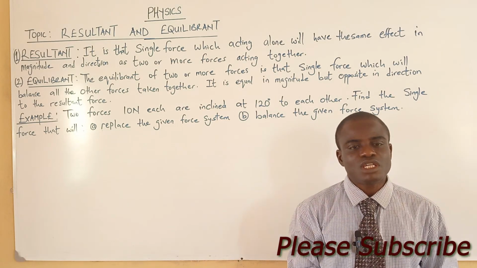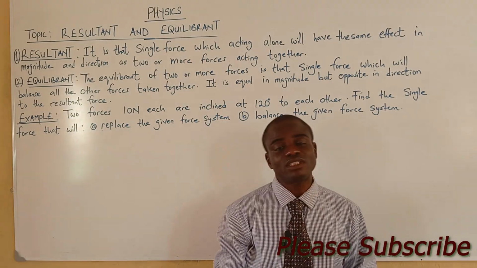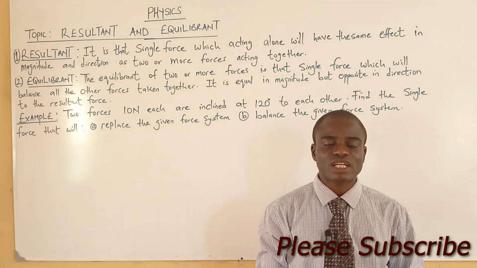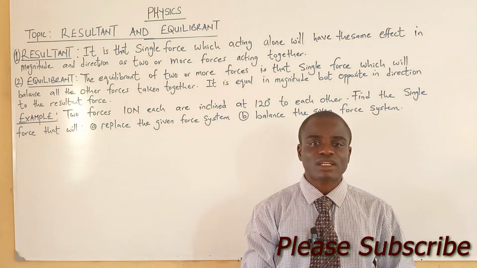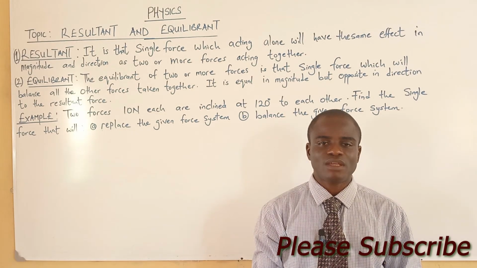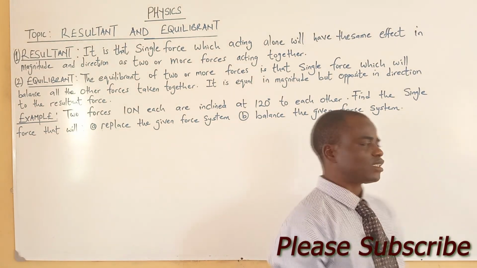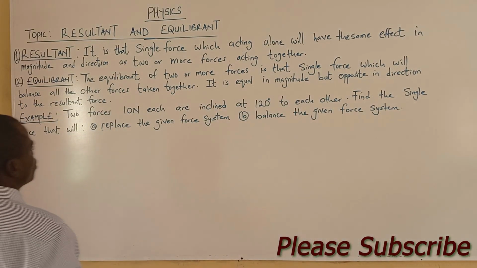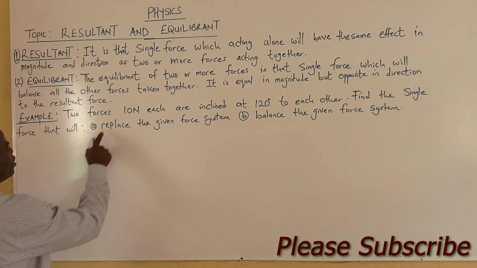What do we mean? If the resultant force is 10 Newton, the equilibrant will be minus 10 Newton. You introduce a negative sign. It has the same magnitude but is opposite in direction. Okay, now let's solve a problem that really explains resultant and equilibrant force. Let's see.